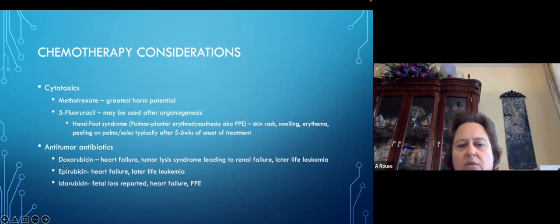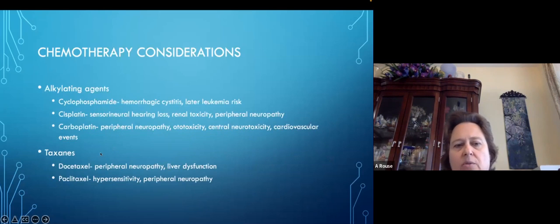Anti-tumor antibiotics, doxorubicin, that's the one we always think about. If someone had exposure to that and now they're pregnant, they need an echo. Got to make sure that they have normal cardiac function because heart failure is a consideration. They can have acute renal failure during the time of treatment, but also much later in life. So definitely, again, you'd want to evaluate that. Epirubicin, same thing, heart failure, later life leukemia. And then this other one, idarubicin, you wouldn't use in pregnancy typically, but heart failure, the PPE syndrome, fetal loss.